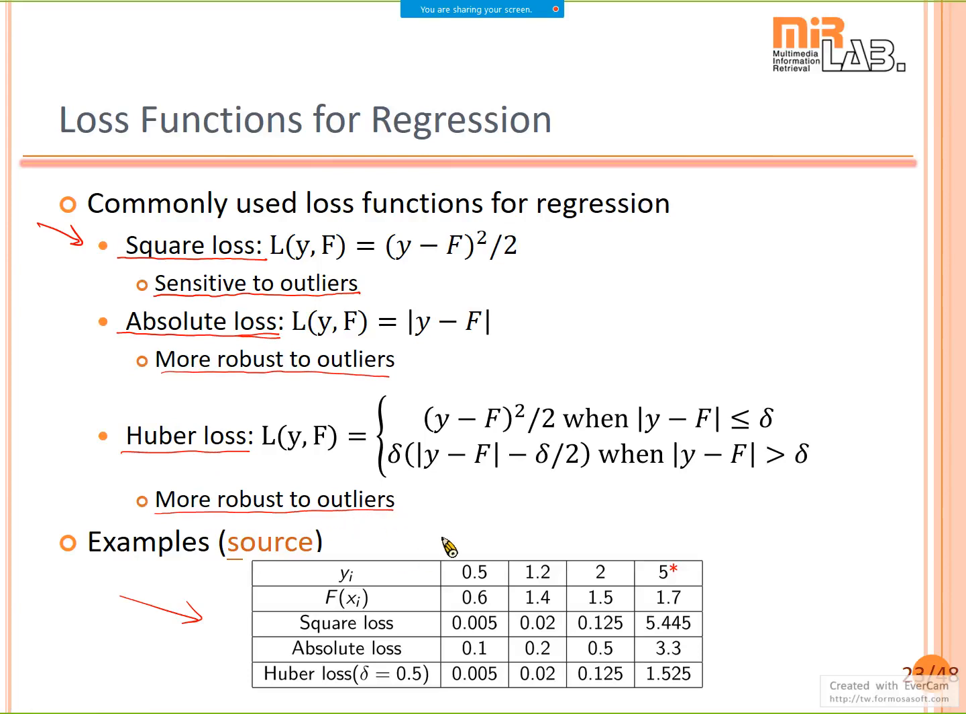Here I'm going to give you an example of one-dimensional regression. We have f of xi right here, and this is the yi, and this is a prediction, and this is the desired value. If we compute the square loss, then this is the outlier.